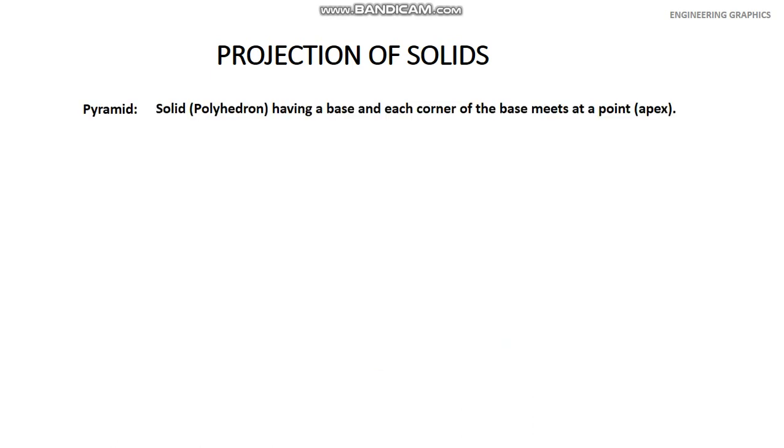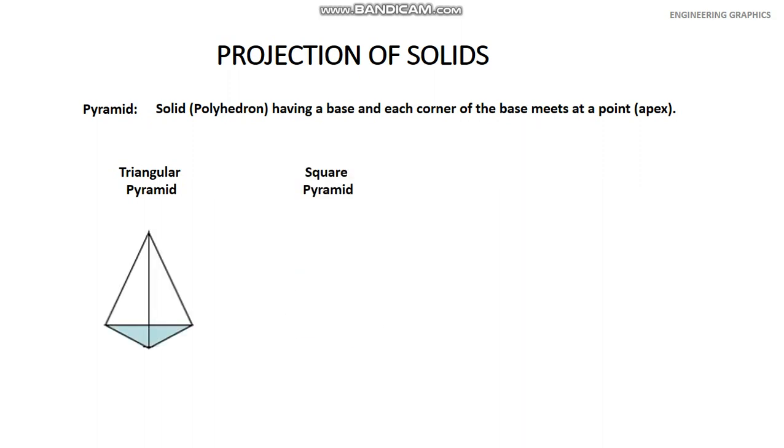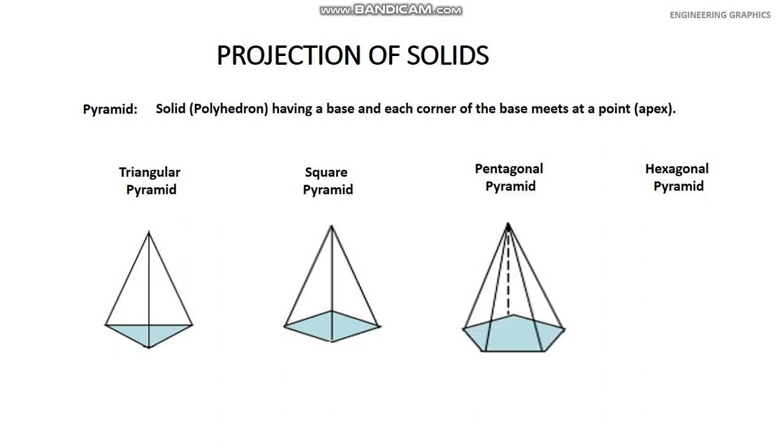Pyramid is a solid having a base, and each corner of the base meets at a point which is known as apex or vertex. Examples are triangular pyramid, square pyramid, pentagonal pyramid, and hexagonal pyramid.